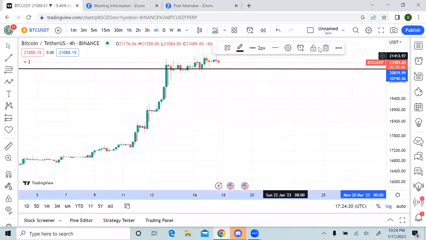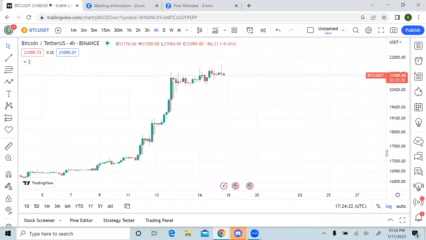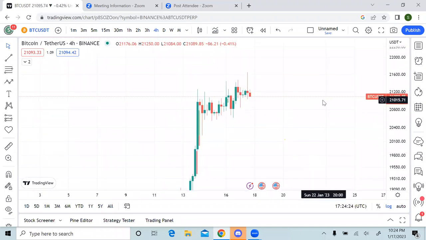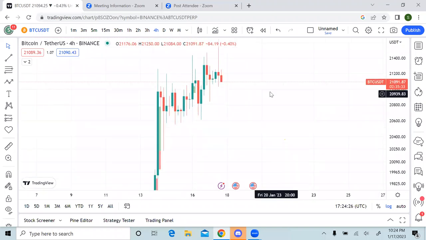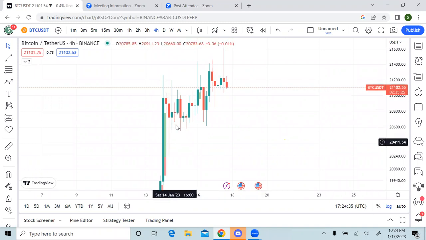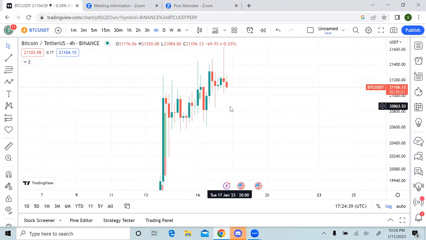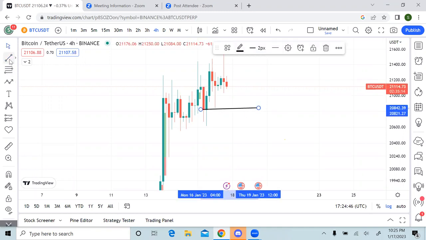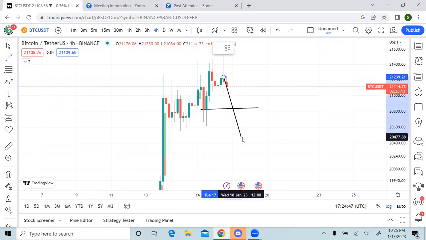If everyone is shorting here, now tell me, where is MSB here? Show me MSB on these levels. If there is any MSB here: higher high, higher low, again higher high. This is a higher low, again higher high. Now price is coming back towards the higher low. When this is broken, like this, that will be your MSB.